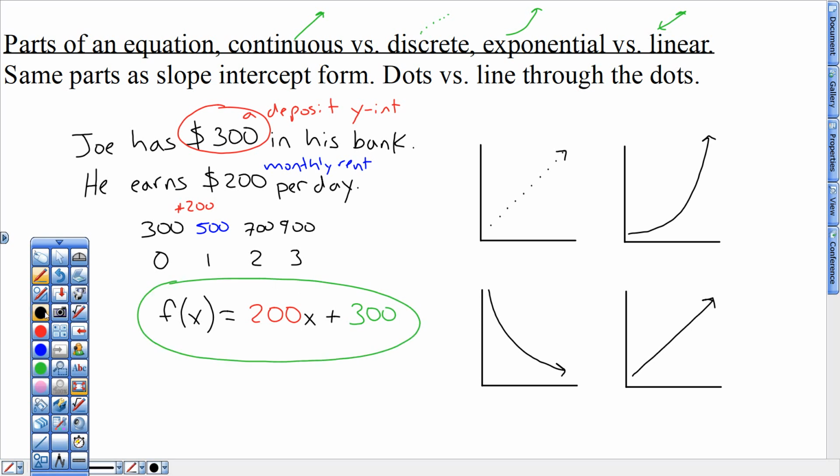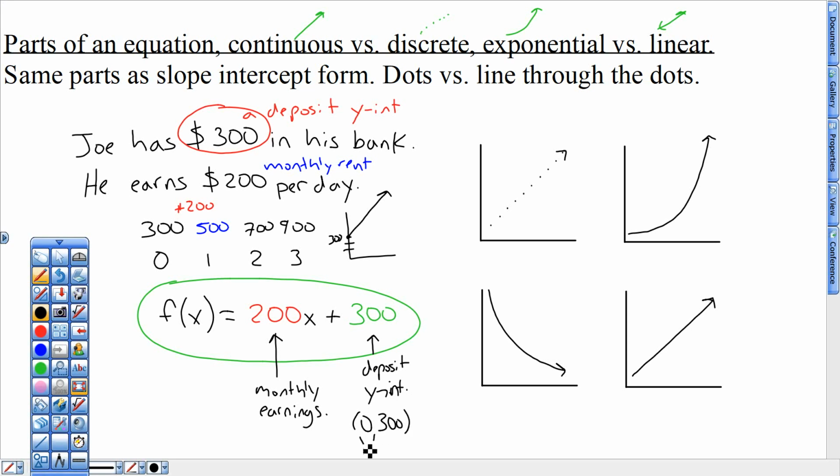If you were to graph this, it will go up to 0, 300, and then be a straight line from there. So knowing that again, this number in front of X, your rate of change, is your rate of change, monthly rent. That would be the number for earning each day. And then of course this right here is your deposit. That is your y-intercept. How much you have at the 0 term. 0 for X, 300 for Y, the y-intercept.